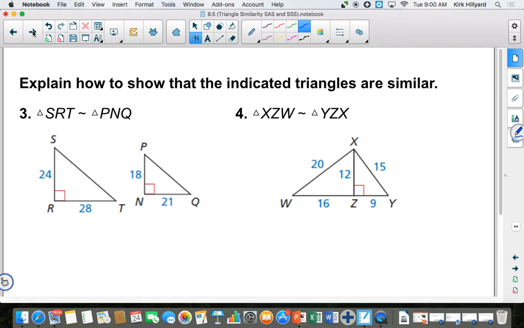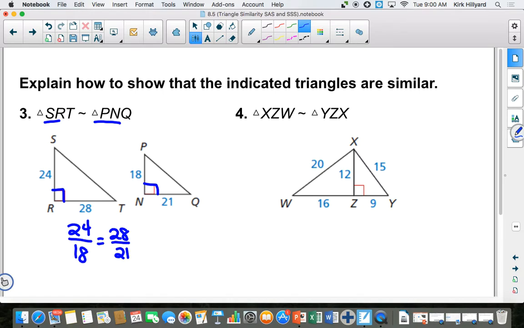Let's look at this right here. It says explain how to show that the indicated triangles are similar. So we have right angles here, and we have included sides, so we just need to check. SR has to be proportional to PN. So SR is 24, PN is 18. RT, which is 28, has to be to NQ, which is 21. We know the angles are congruent, so then we check that.